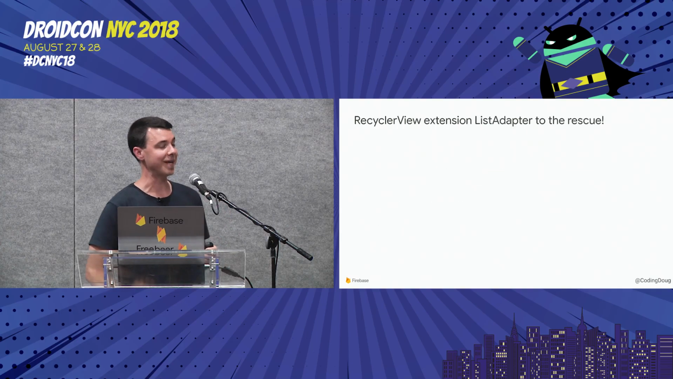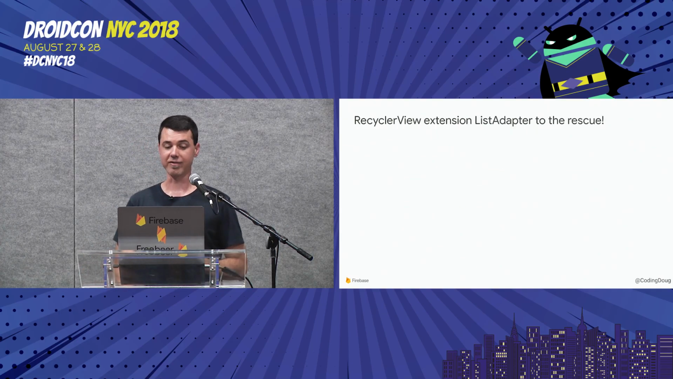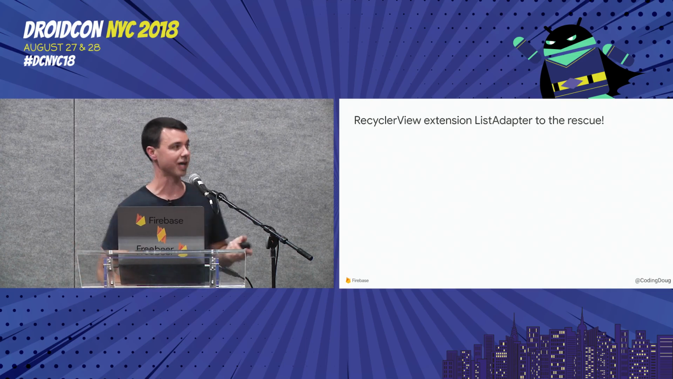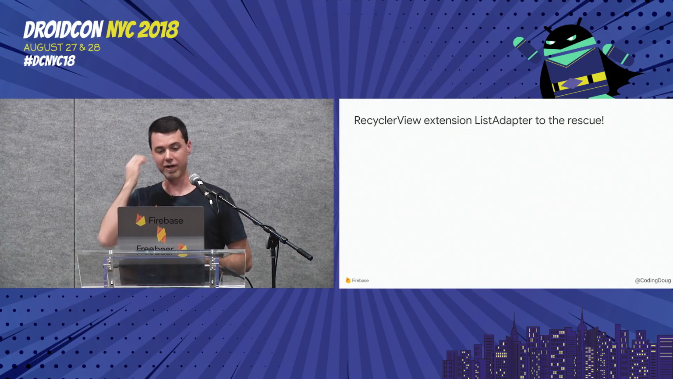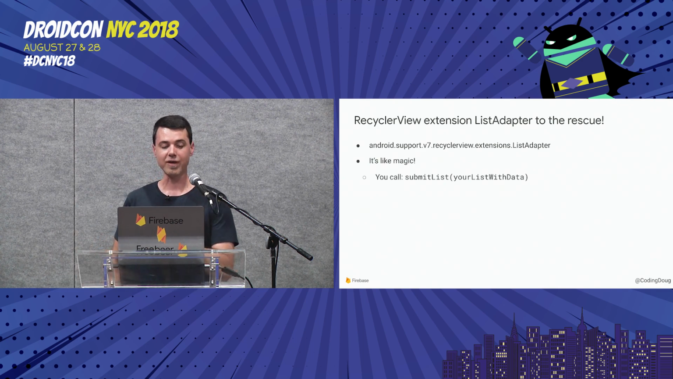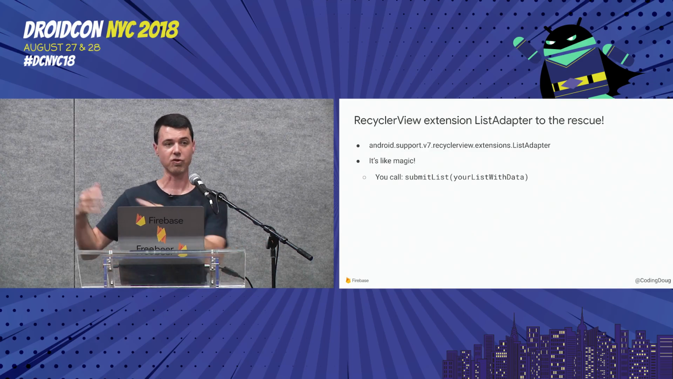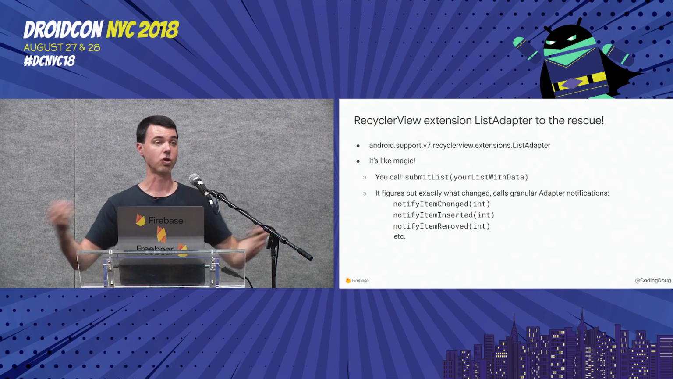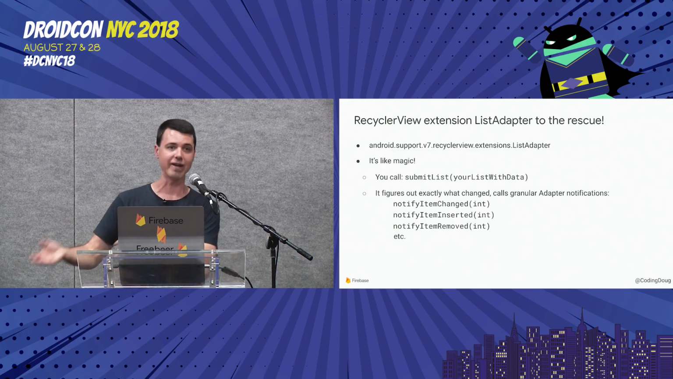There's one thing you can do to make this work a lot better. I discovered, and this was new to me, there's a thing called ListAdapter in the recycler view extensions library. What ListAdapter does is kind of magic. It's actually going to do a lot of work for you, and I'll explain a little bit. I dug into the code. It's fairly complicated. All you have to do is call submitList with your list of data, and what it will do is it'll diff the prior list and the new list. So it'll look for objects that have changed or been added or removed.